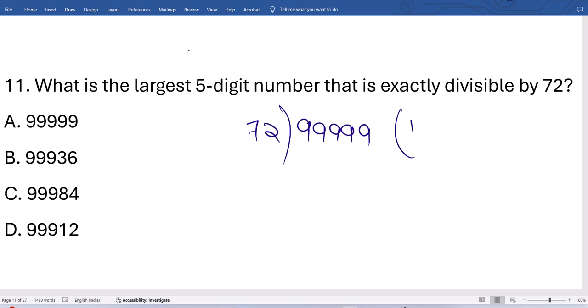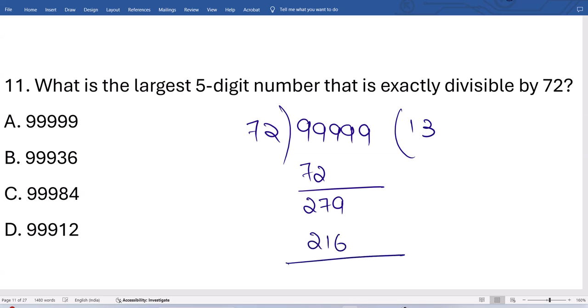So 1 times 72. What is the remainder? 27, 279. 4 times is 280 plus, but I only want to do 3 times. So 3 times is 216. So what is again left over?